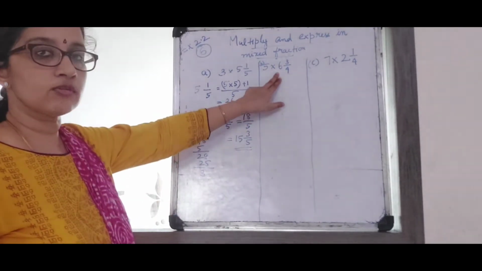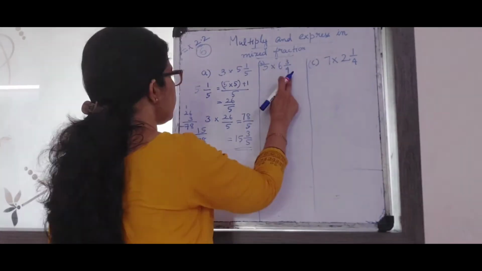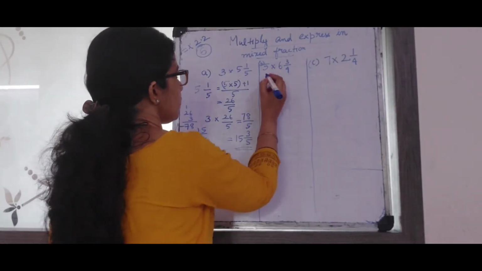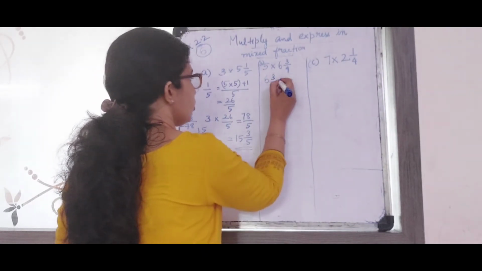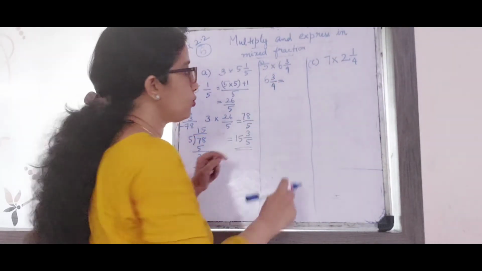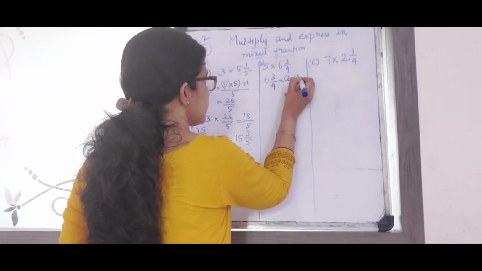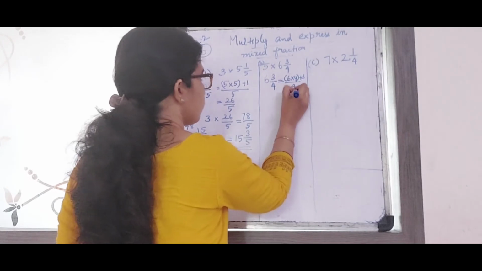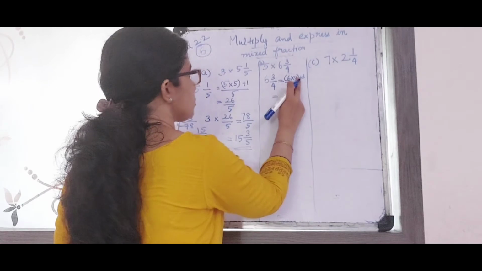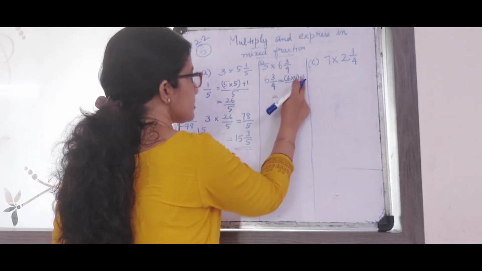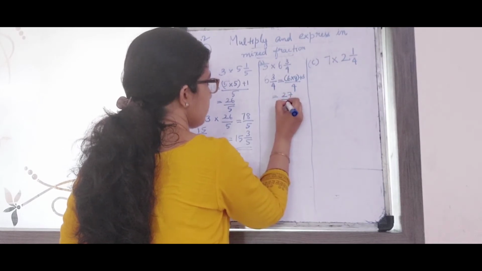Now let's go into the next problem, that is 5 into 6 3 by 4. Again the same way, 6 3 by 4 has to be converted to improper fraction. So how to do that? 6 into 4 plus 3 by 4, which can be written as 6 4s are 24, 24 plus 3 is 27, 27 by 4.